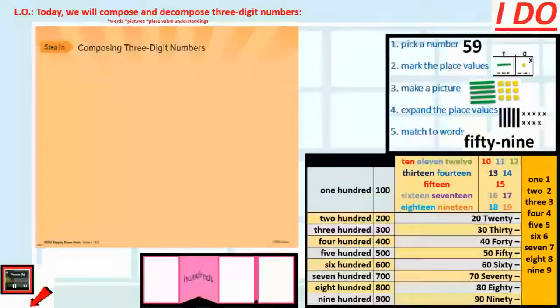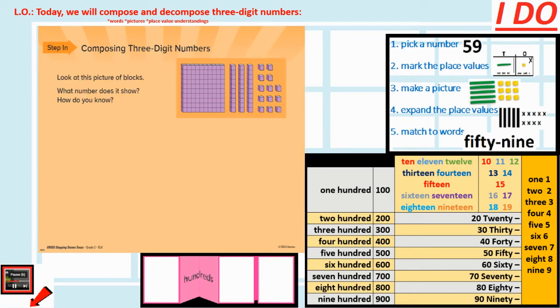So we're going to compose 3-digit numbers like always. So looking at this number right here, we have 1 flat, 3 rods, and then 1, 2, 3, 4, 5, 6, 7, 8, 9, 10, 11, 12, 13 units. Okay, so we're going to go ahead and put that into our expander. I've got 100, 3 rods, and 13 units. But, I have an issue right there.